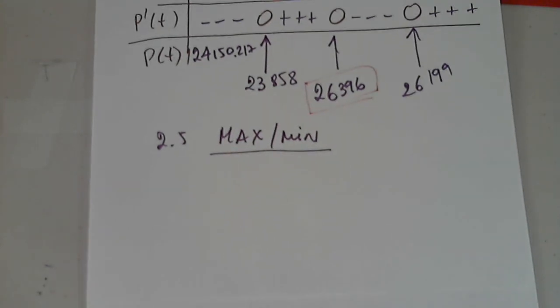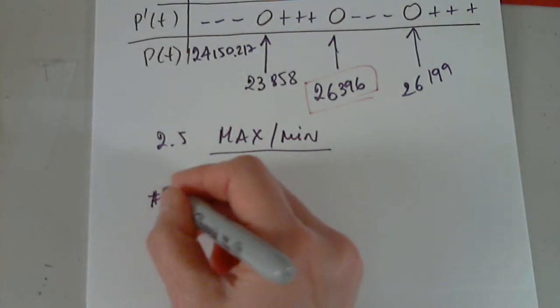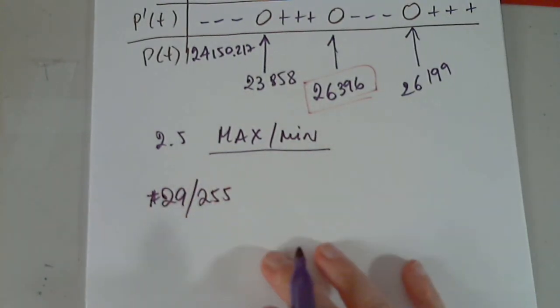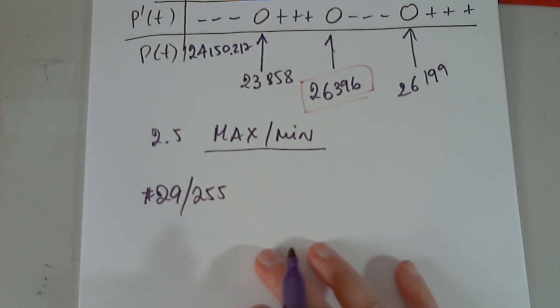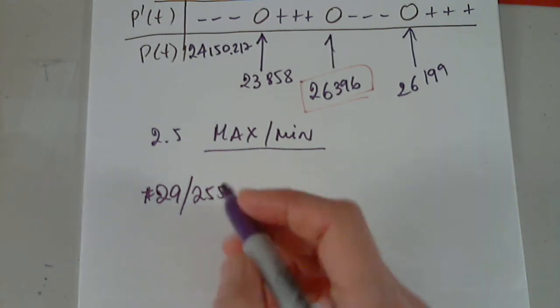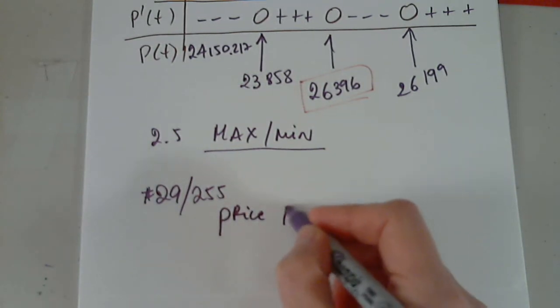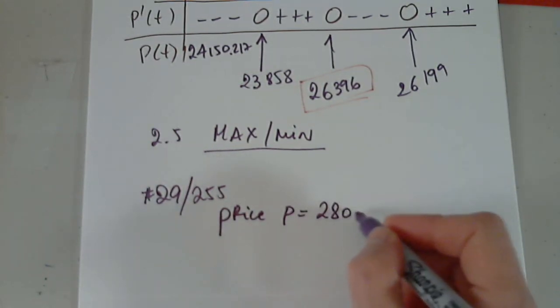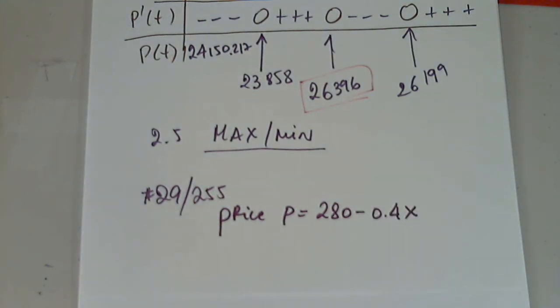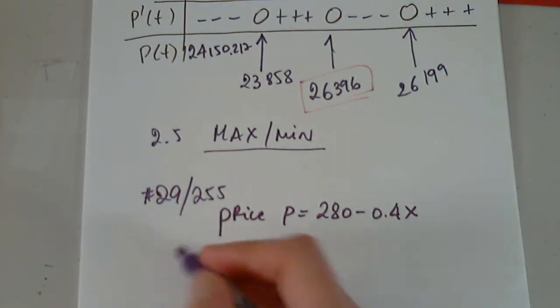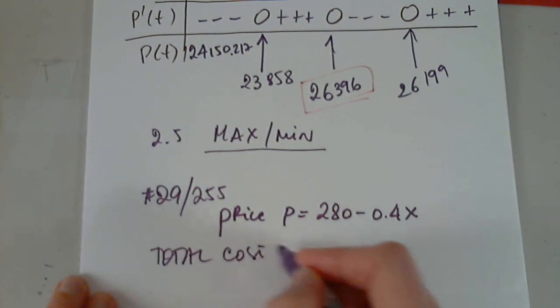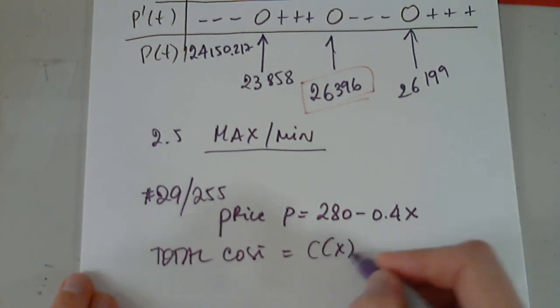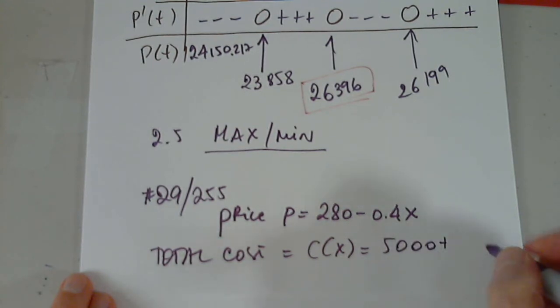Okay, I would like to look at maximizing profit. Let's say 29 on page 255. Riverside Appliances is marketing a new refrigerator. It determines that in order to sell x refrigerators, the price per refrigerator must be P equals 280 minus 0.4x. It also determines that the total cost is C of x, which is 5,000 plus 0.6x squared.